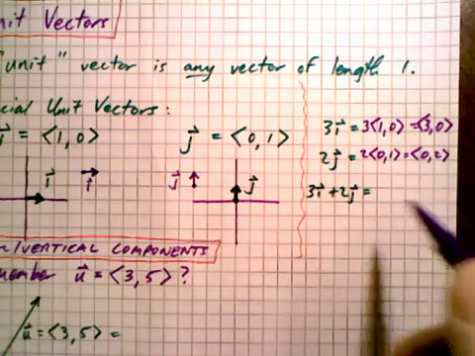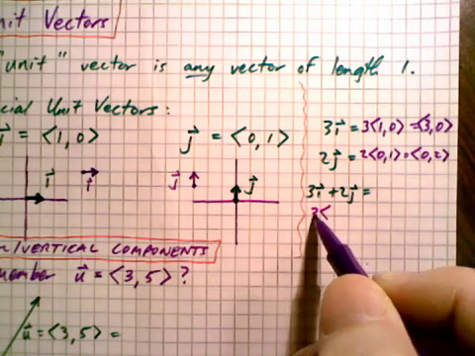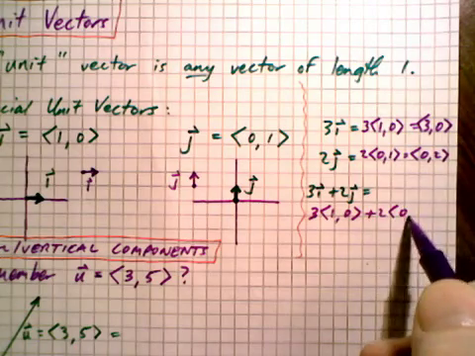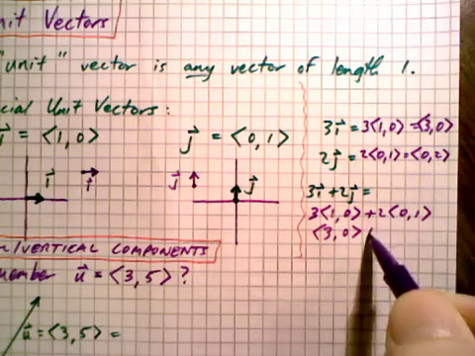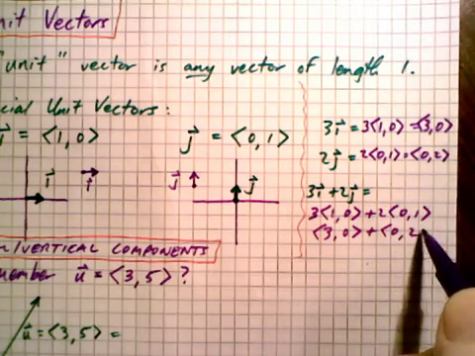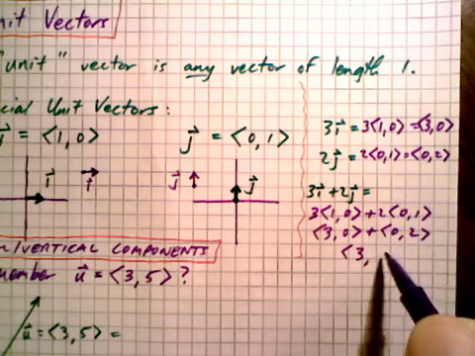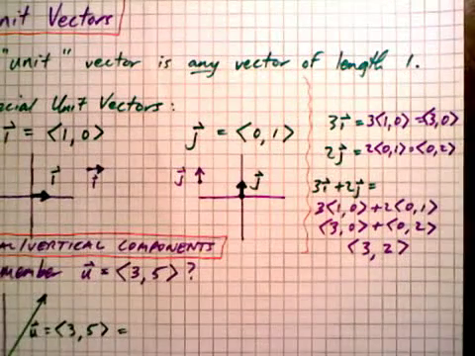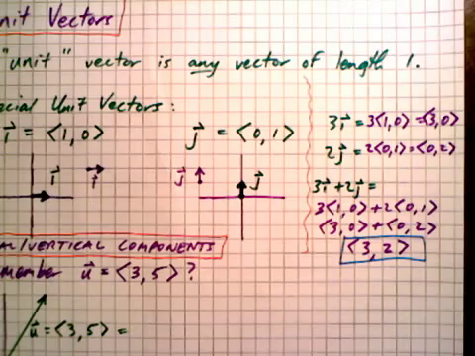Okay, and then 3i plus 2j would be 3 times, now after a while you're not going to have to do this, 3 times 1, 0, and you get 3, 0 then, okay, plus 0, 2, and that's equal to 3 plus 0 is 3, and 0 plus 2 is 2. Okay, so that leads me to another form for expressing a vector.